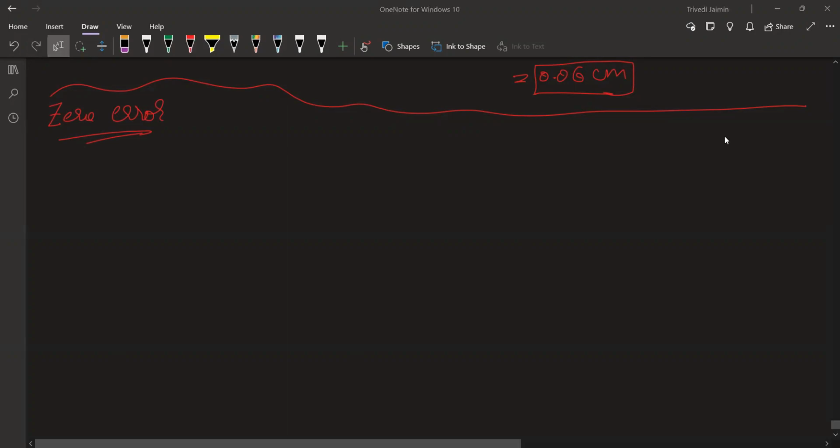Now, zero error. Simple, like just now we saw that he was showing there is zero error between. I mean, there is no difference between the starting of this and the starting of that, both. That means it is zero error. If there is no gap between the jaws, it will not show any error. It will be exactly joining at those zero zeros, so it will give you zero readings.